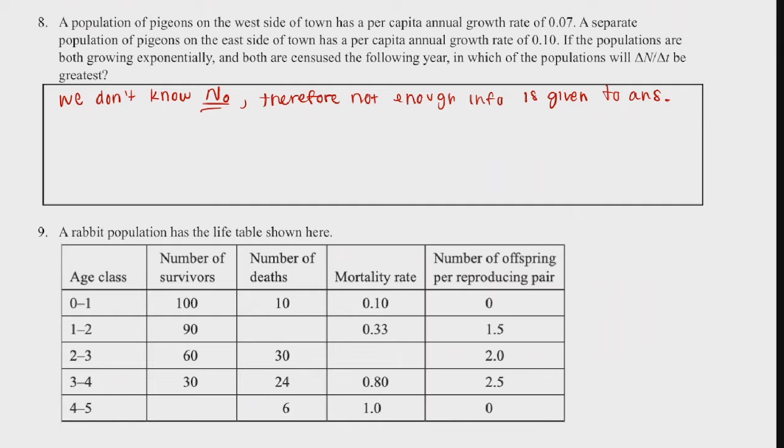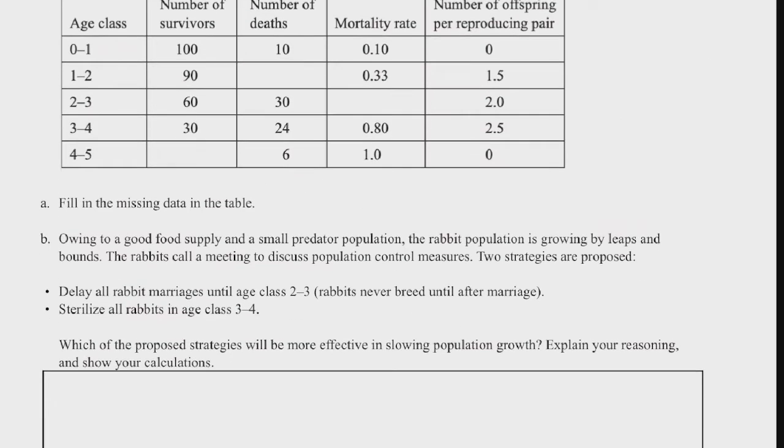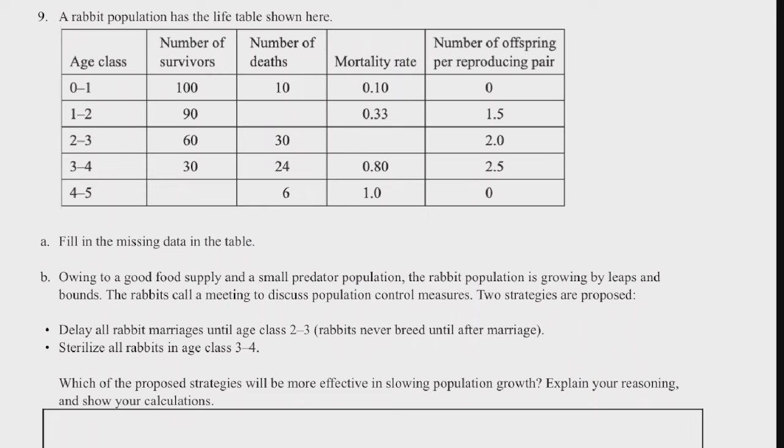Okay, 9. We are to fill in the missing data table for A. This graph has age class, survivors, deaths, mortality rate, and number of offspring. We can kind of use these and these as a guideline.